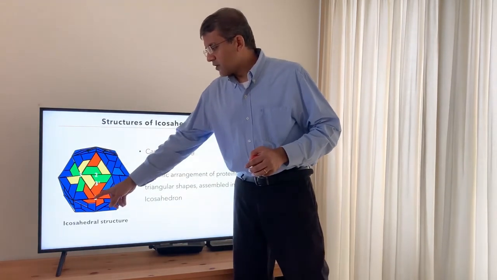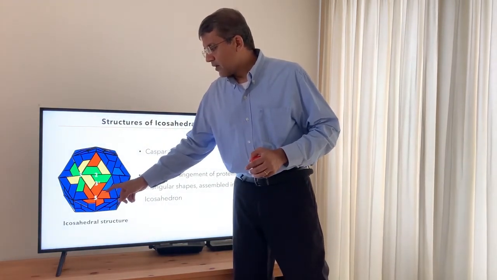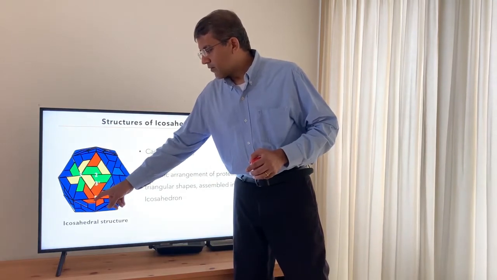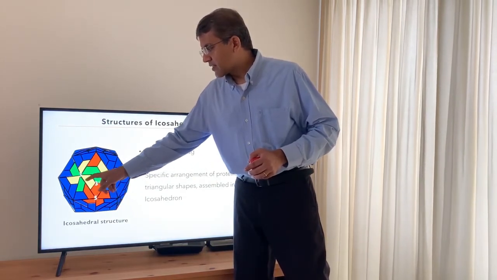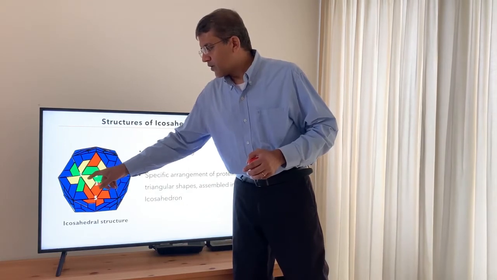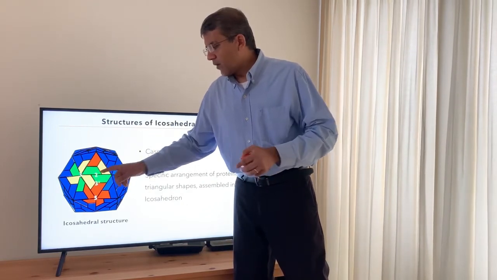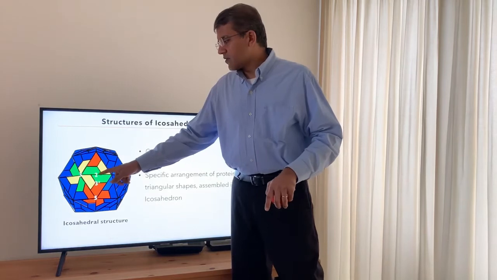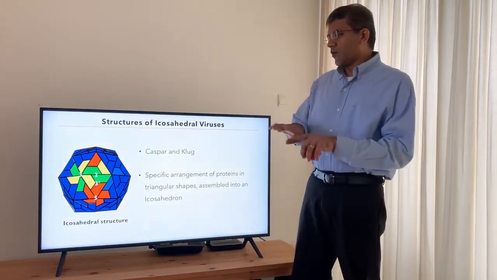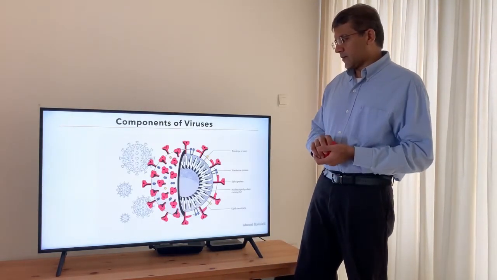So there are different vertices. If there are 5 points that are converging, that's the 5-fold vertex. Then there's 3, which gives you the 3-fold vertex. And where 2 triangles meet is the 2-fold side of the particle.